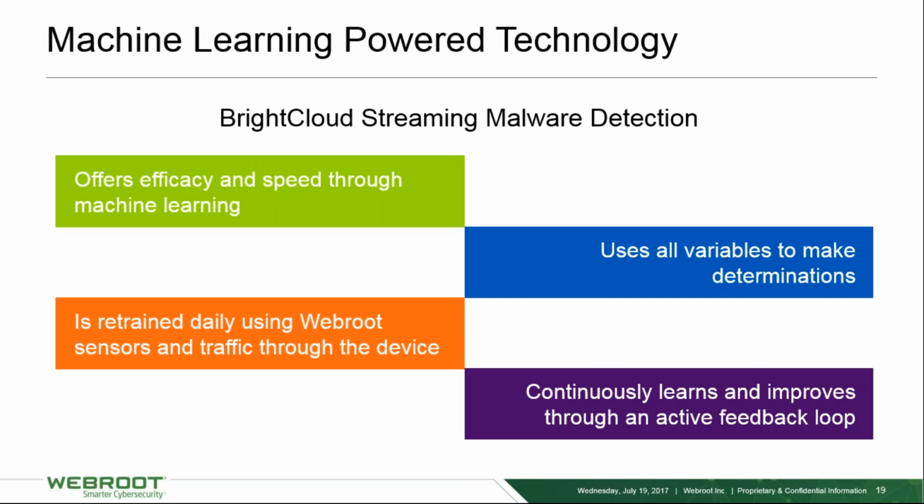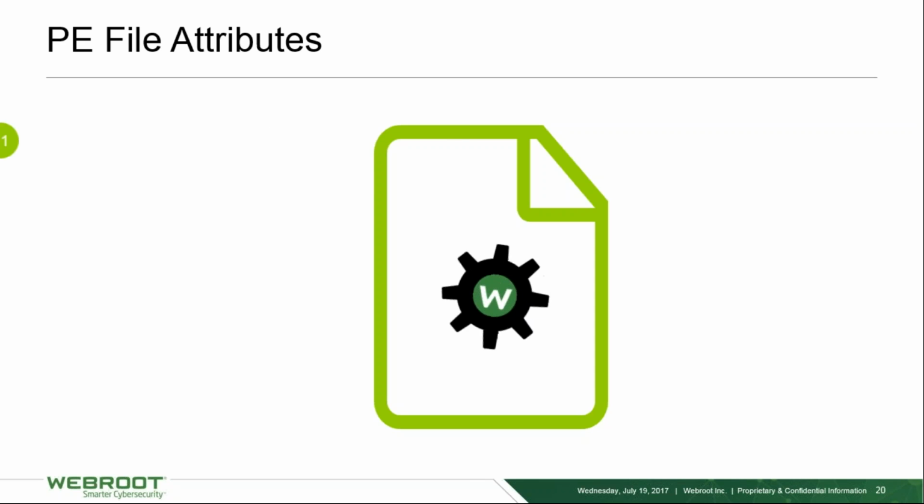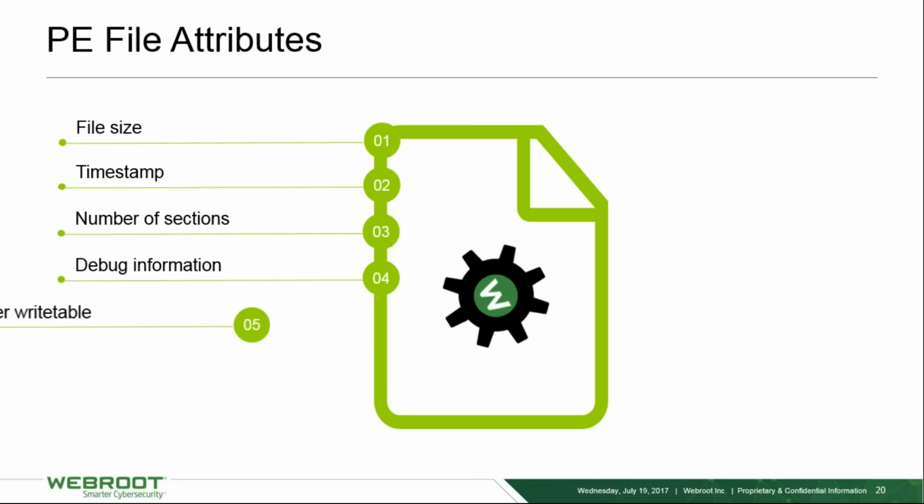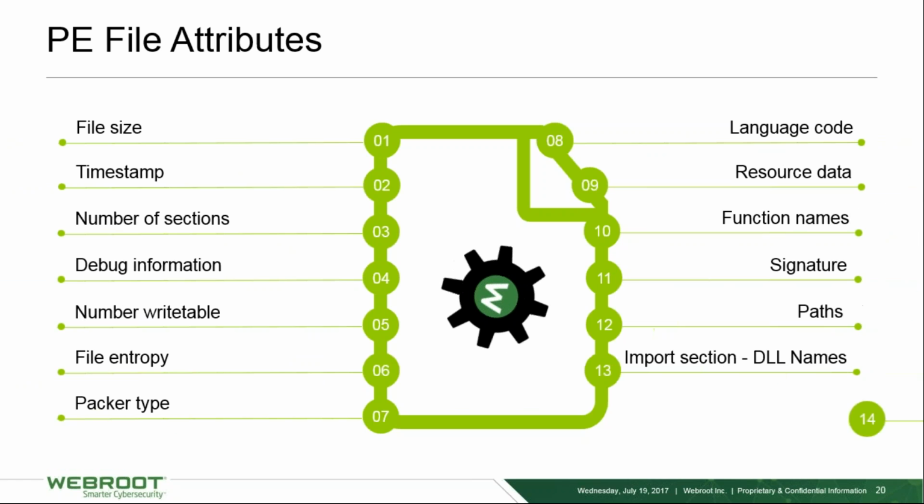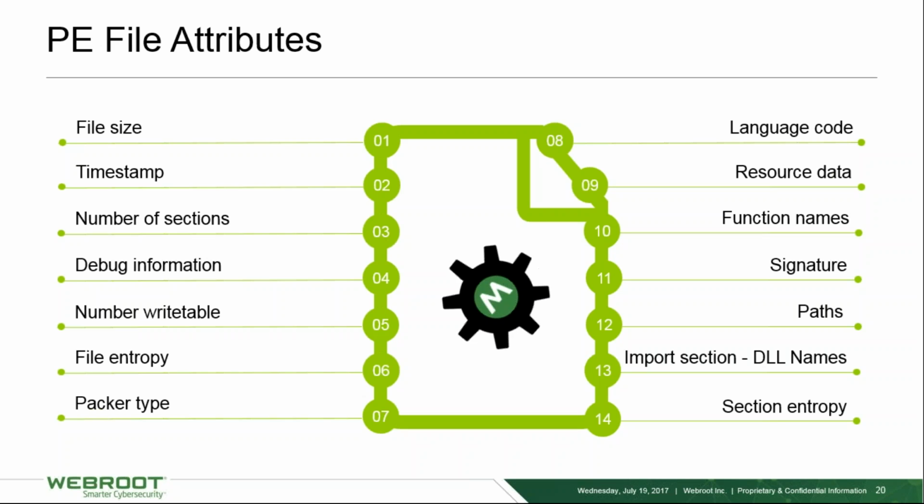So in the next slide, you will see a sample of what I call attributes or characteristics of a PE file, right? So file size, file entropy, packer type, language code, etc. These are all features. And what's important here is that not all of these attributes are created equal, right?